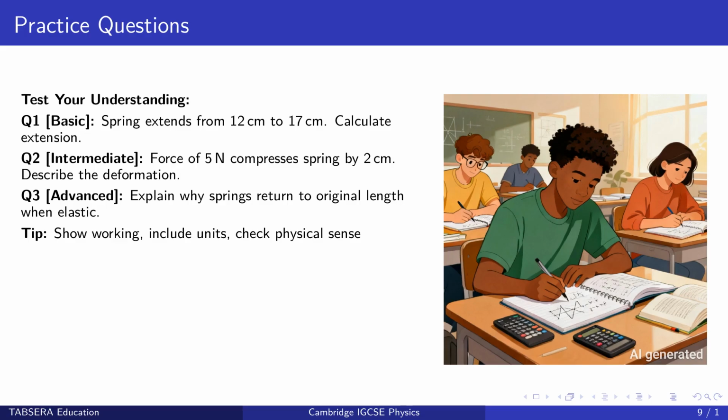Question 3 is advanced. The question is, explain why springs return to their original length when they behave elastically. This tests your analytical understanding of elastic behavior and molecular structure.